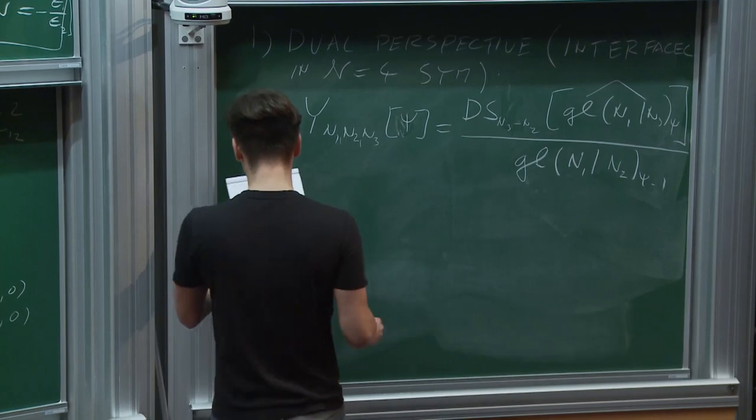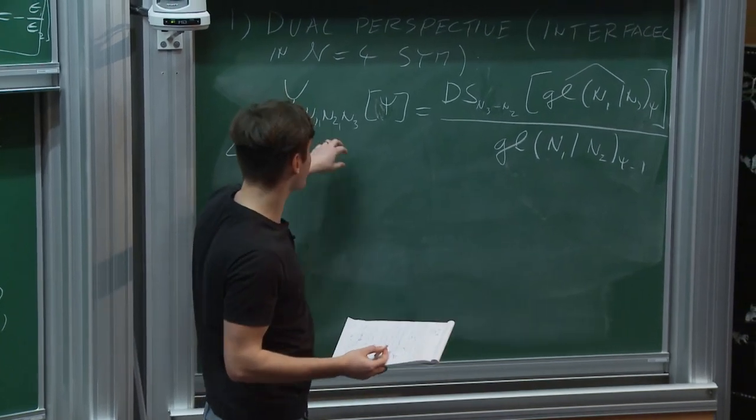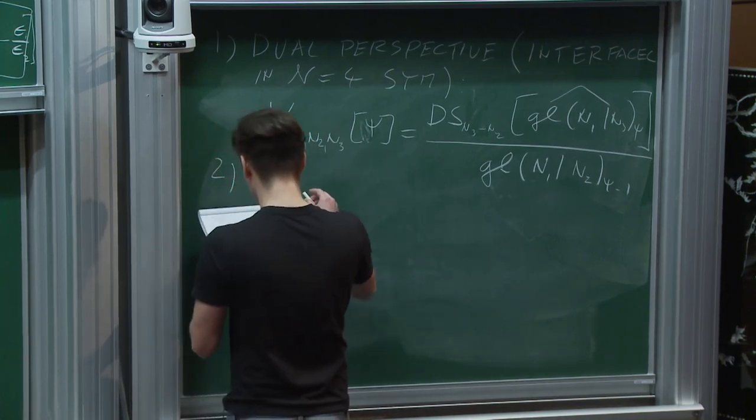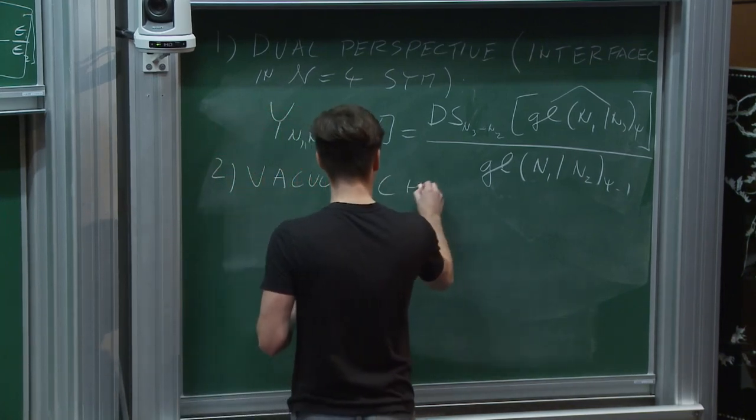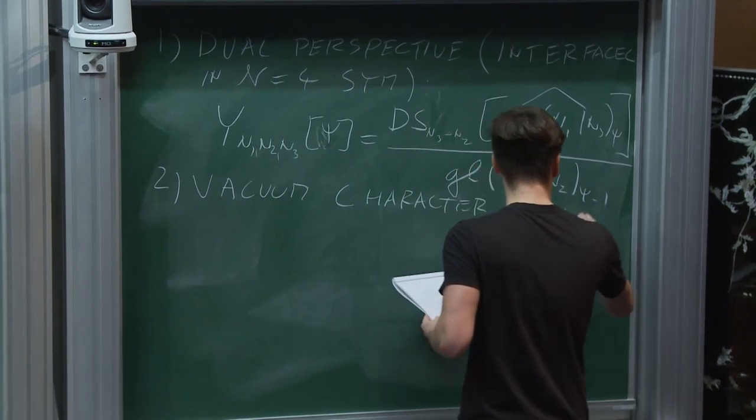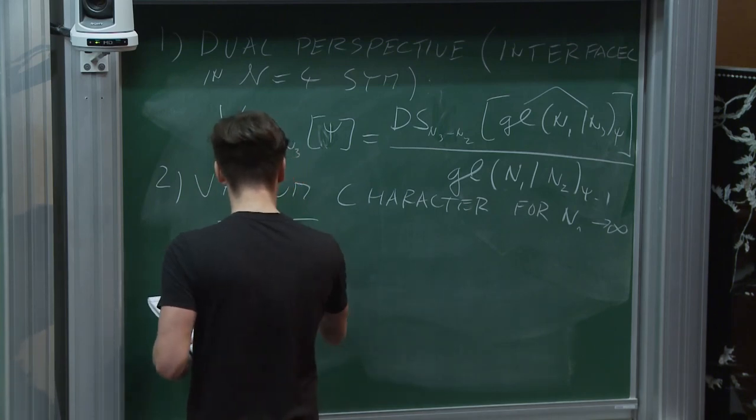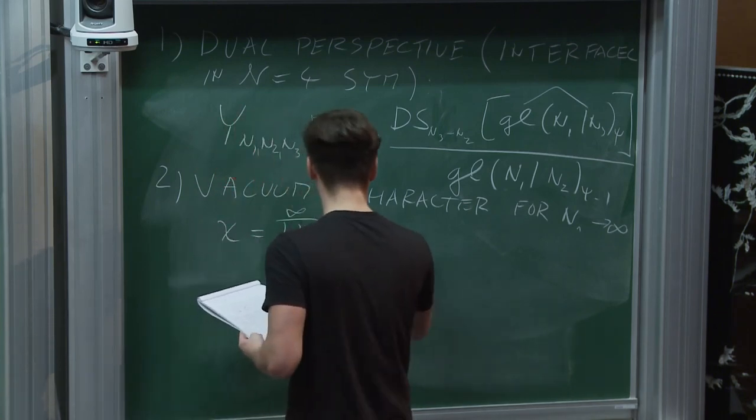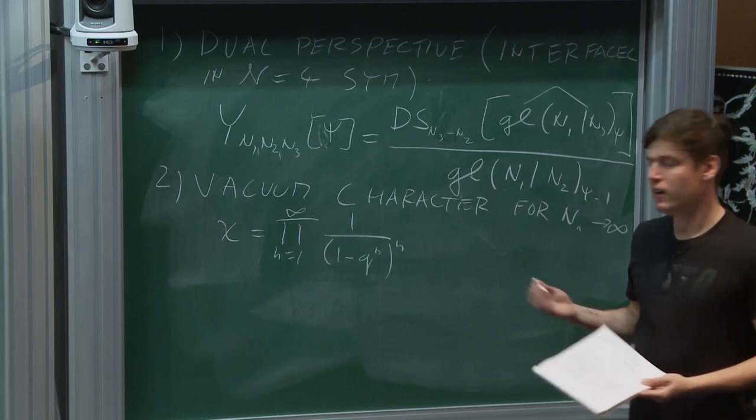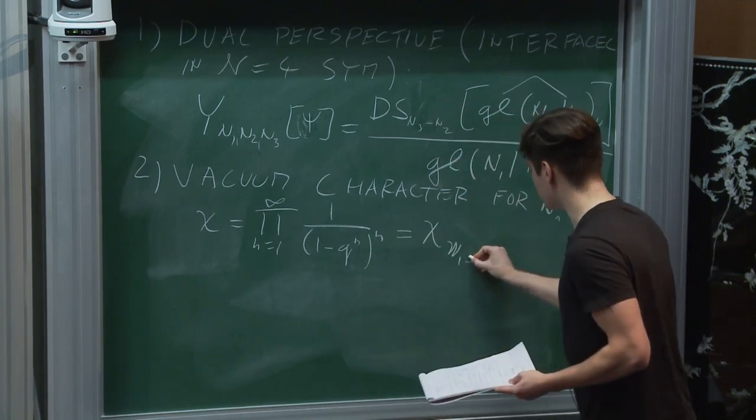Okay, so let me give you the second perspective that we came up with by analyzing a character of this vertex operator algebra in the large N limit. If one computes the vacuum character for Ni going to infinity, it turns out that one gets the MacMahon function, which actually turns out to also be a character of an algebra called W1+infinity.